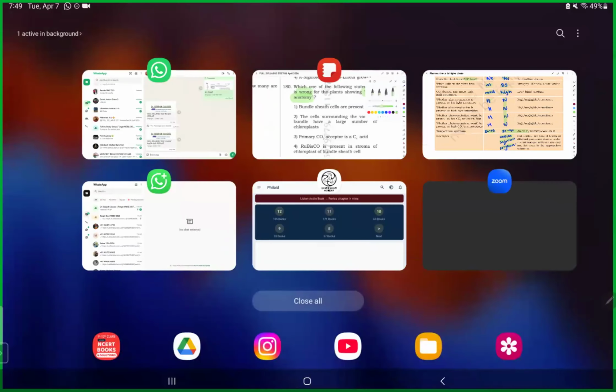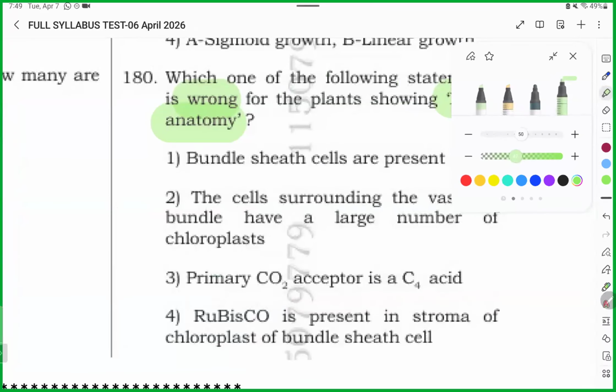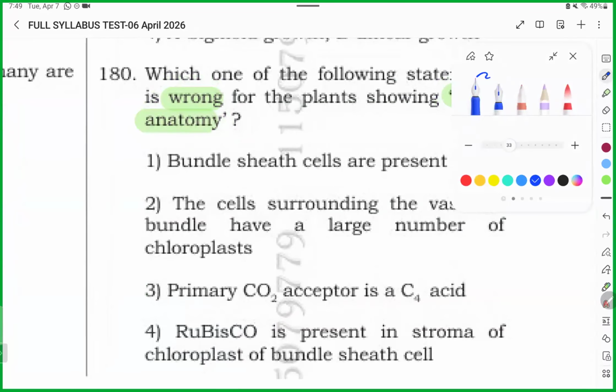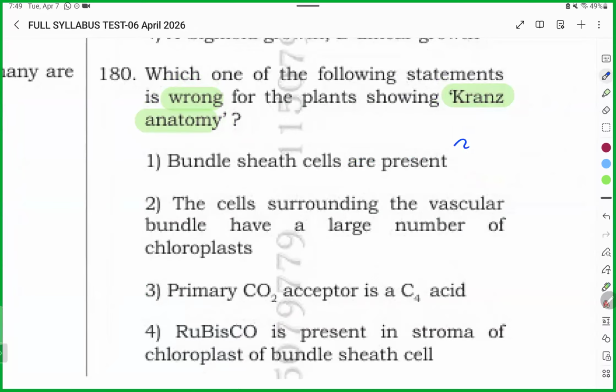Yes, sir. So, first question, Jordan, question 180: which of the following statements is wrong for Kranz anatomy? Tell me each statement one by one. Bundle sheath cells are present. True. Next, Nirjala: cells surrounding the vascular bundle have a large number of chloroplasts. Wrong, sir. In C4 plant, there is a greater number of chloroplasts. Okay, and the wreath-like structure also.